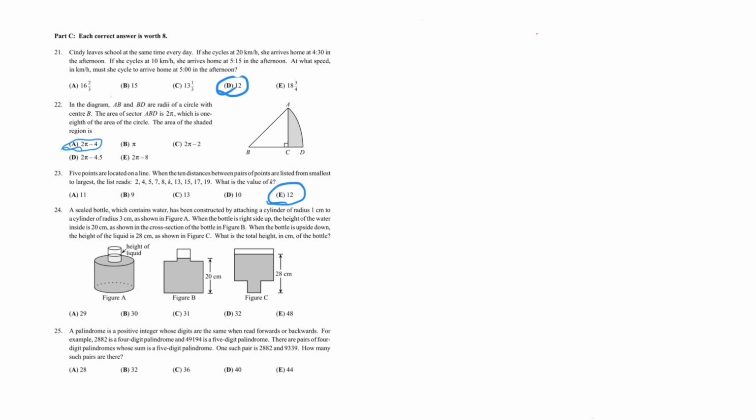Number 24. A sealed bottle which contains water has been constructed by attaching a cylinder of radius 1 cm to a cylinder of radius 3 cm, as shown in figure A. When the bottle is right side up, the height of the water inside is 20 centimeters, as shown in the cross-section of the bottle in figure B. When the bottle is upside down, the height of the liquid is 28 cm, as shown in the figure. What is the total height in centimeters of the bottle?